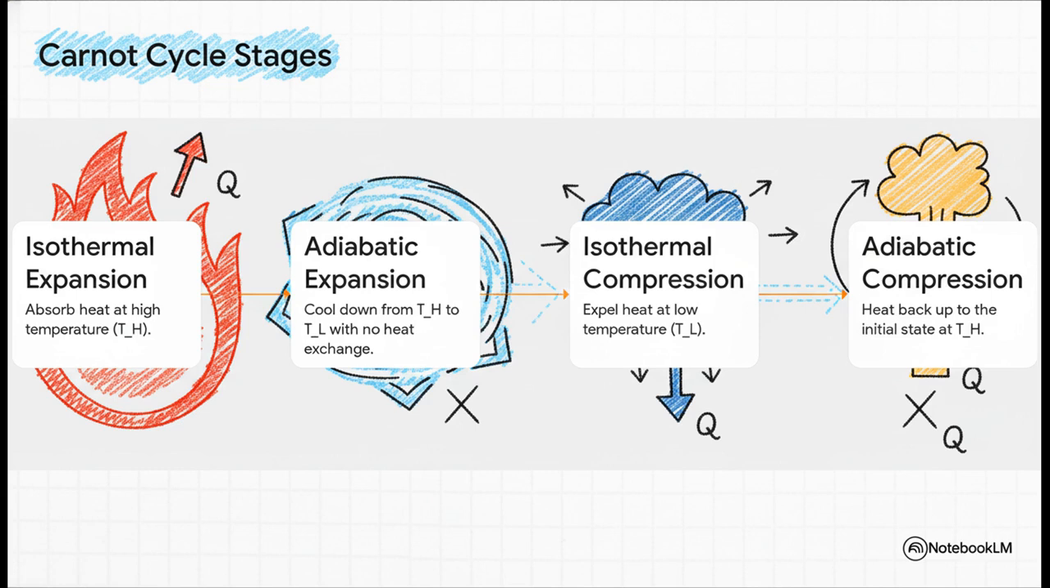It starts with an isothermal expansion, grabbing heat from the hot reservoir. Then, an adiabatic expansion lets it cool down. After that, it does an isothermal compression, dumping waste heat into the cold reservoir. And finally, an adiabatic compression brings it right back to the start. It's this beautiful combination of two isotherms and two adiabats that makes it the most efficient cycle possible.